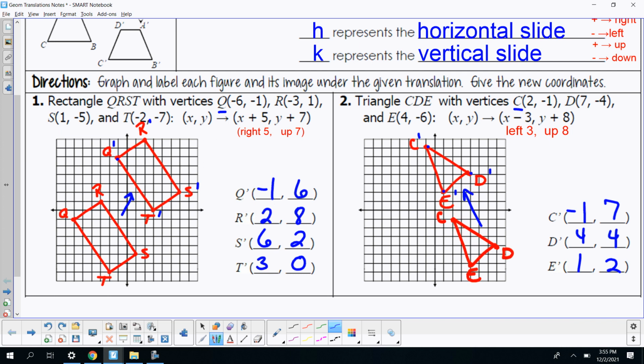So that is the slide from my original to my transformed triangle. Okay, I want you to look at number 4. I want you to try number 4, and then we will come back and you can check your answers with mine. So pause the video, try number 4, and then we will check it.